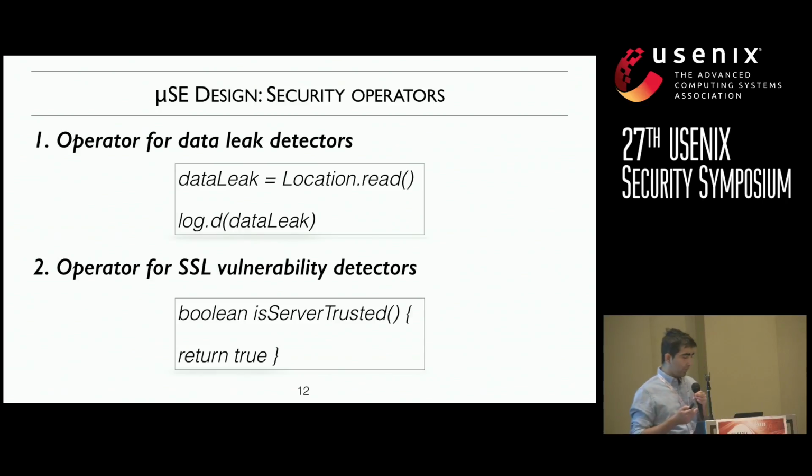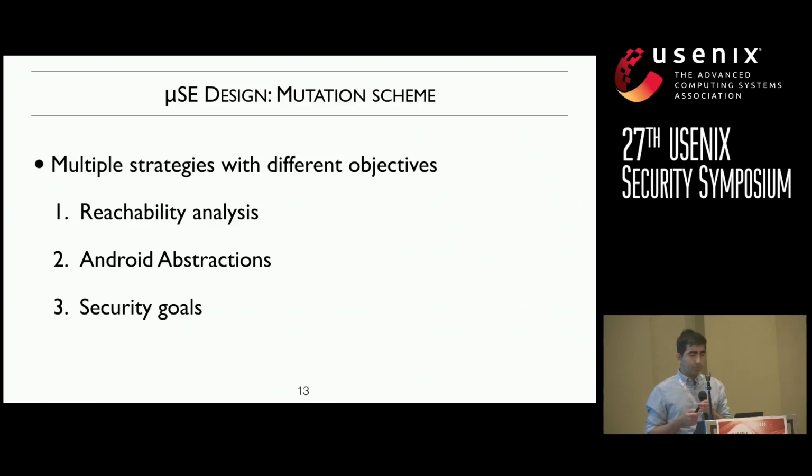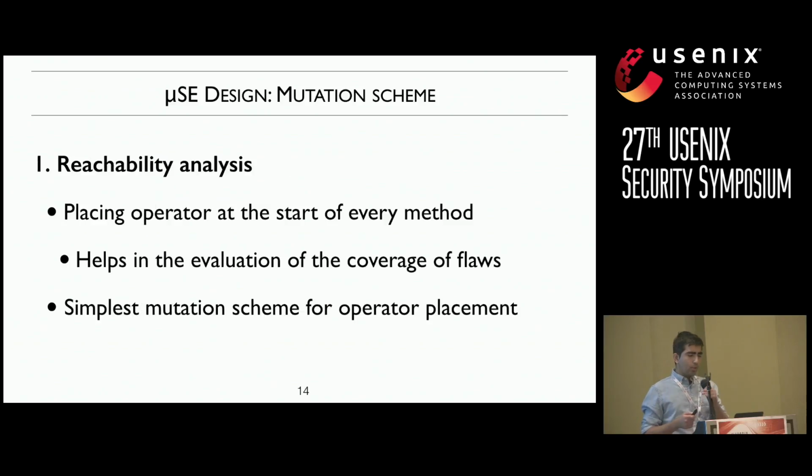But to make them effective, we use three different types of mutation schemes: reachability analysis, Android abstractions, and security goals of the tools. With the first scheme, we use Muse to test the tool's reachability. This analysis works as a baseline to evaluate the coverage of the tool. For this, we simply place the operator at the start of every method. While the strategy of placement itself is simple, this scheme is pretty important. We test if the tool kills all the mutants in the scenario to look for its coverage issues.